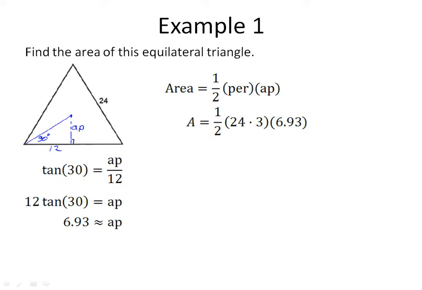So that's what we put into the formula. The area is equal to 1/2 of the perimeter times the apothem. So the area is equal to 1/2 of the perimeter, which is represented by 24 times 3, times the apothem, which is 6.93 that we just found. Multiply that out in the calculator, and we get the area is approximately 249.48.